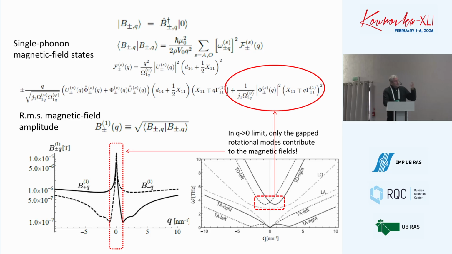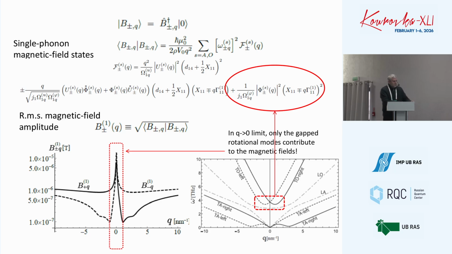And then we can introduce the phonon state which carries magnetic wave p plus minus q and calculate the inner product for zero temperature. The result is given here. And taking the square root, we obtain a measure of the observable magnetic field. And the plot here shows the Q dependence of the magnetic field.